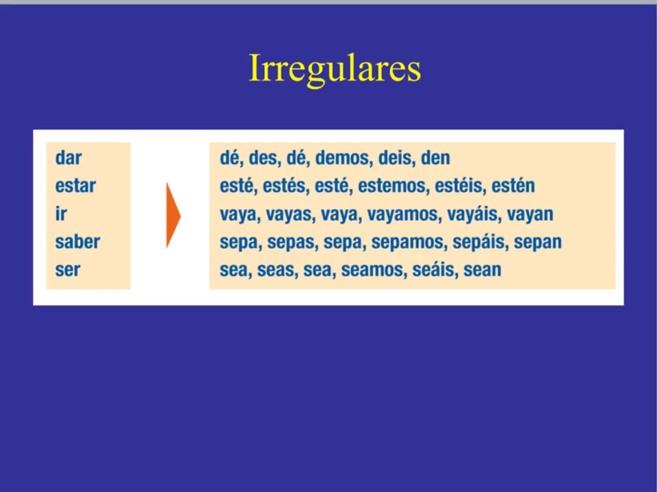As usual, we have some irregulars. Here are your irregulars. Please make sure that you get these down. They will be nowhere else for you. So be aware that dar, estar, ir, saber, and ser are irregulars. This should not be a surprise because they seem to be irregular in most tenses.